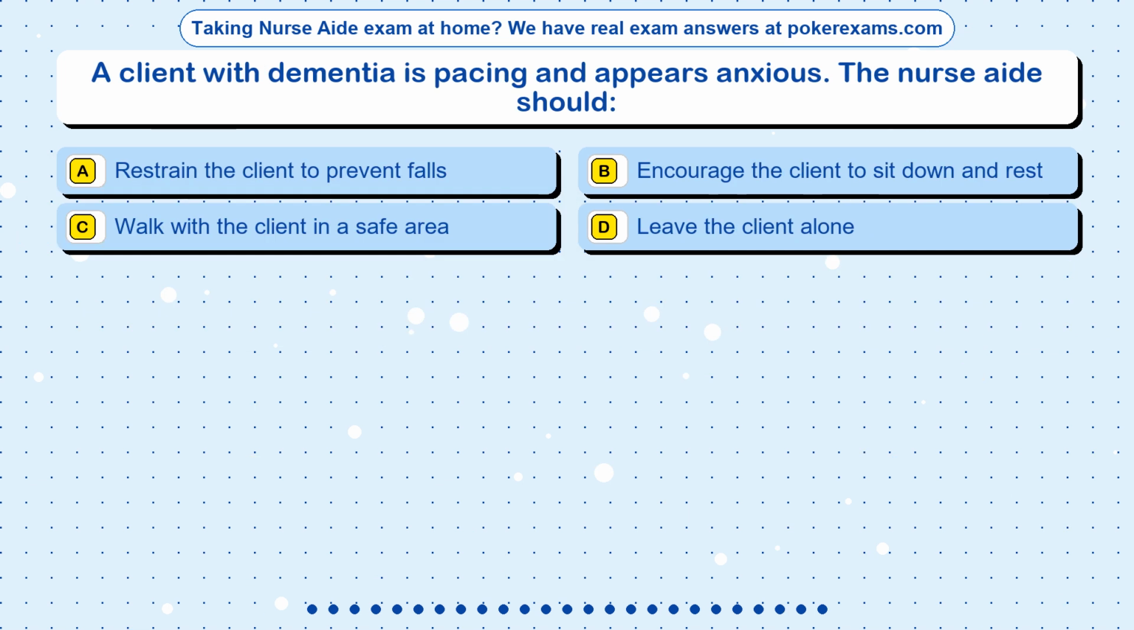Question 16. A client with dementia is pacing and appears anxious. The nurse aide should: Option A, restrain the client to prevent falls. Option B, encourage the client to sit down and rest. Option C, walk with the client in a safe area. Option D, leave the client alone.